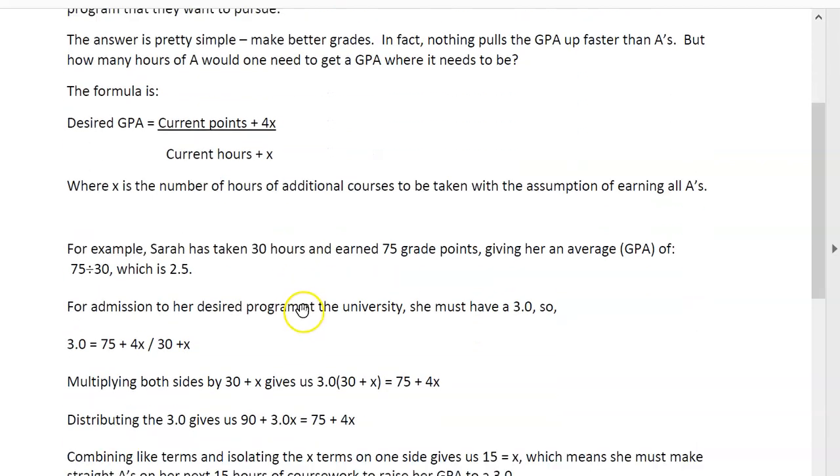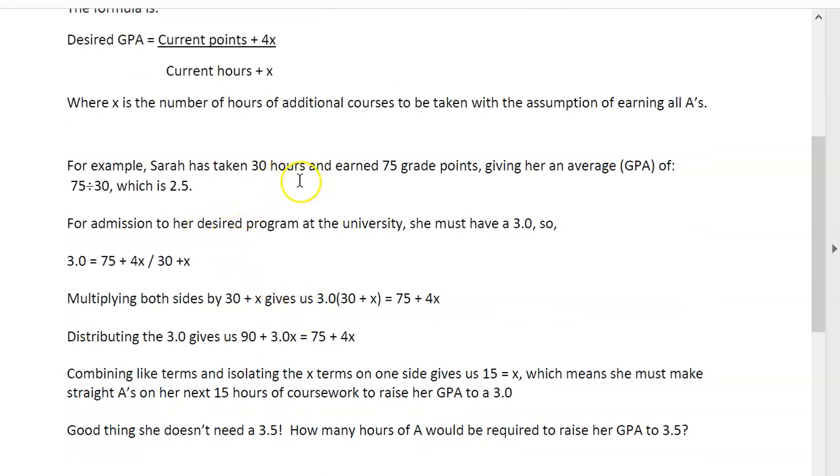So here's the example. We've got some mythical girl named Sarah who has taken 30 hours and has 75 grade points. Again, you get that information from your transcript or possibly your degree plan, or just call and ask. Now, that is an average GPA of 75 points divided by 30 hours, and that's a 2.5. She's wanting to get into a program at some university, and they require her to have a 3.0. So we take this formula up here, desired GPA, 3.0, equals the current points, she has 75 plus 4x, all over current hours, 30 plus x.